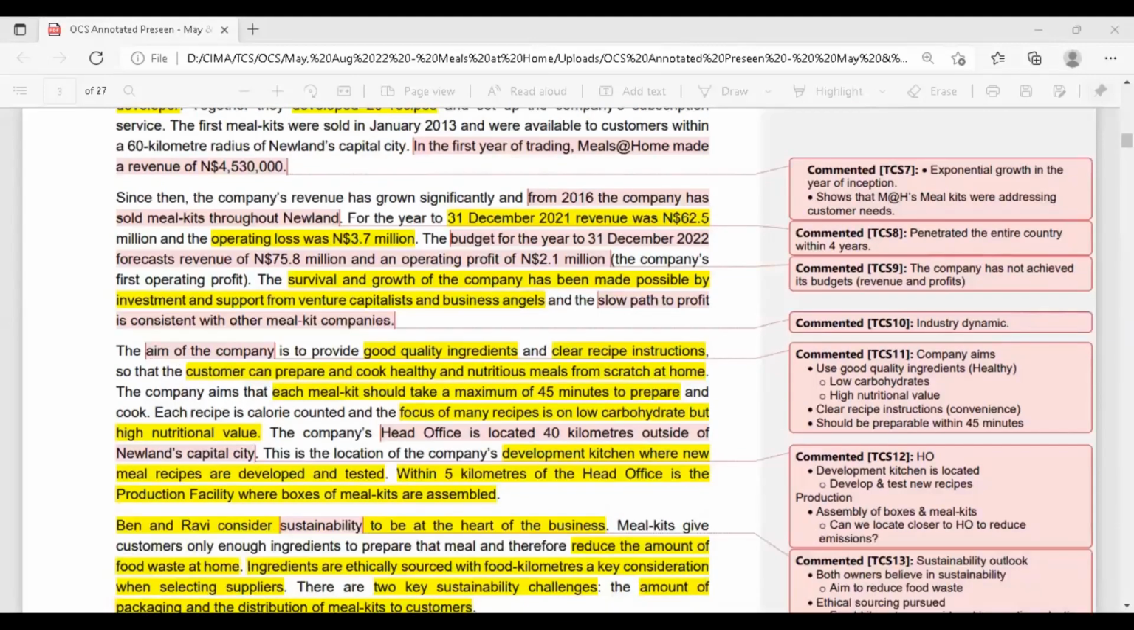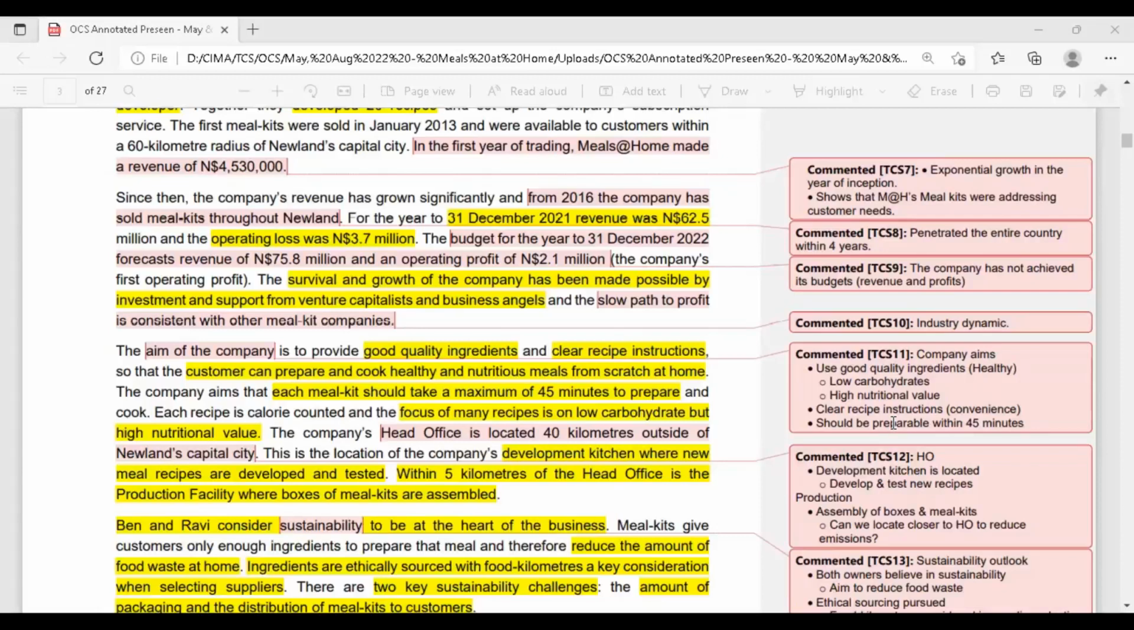And the aim of the company is to provide these things. So rather than going through the entire paragraph, you can just look at the comments which I've made, and this can be considered as the most important facts which you need to remember. Okay, so the company aims at using good quality, healthy ingredients. So they are hell bent on keeping the carbohydrates low and maintaining a high nutritional value. And clear recipe instructions, providing clear recipe instructions is another aim of Meals at Home.